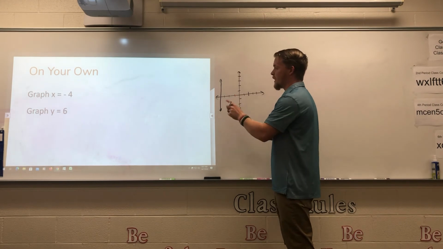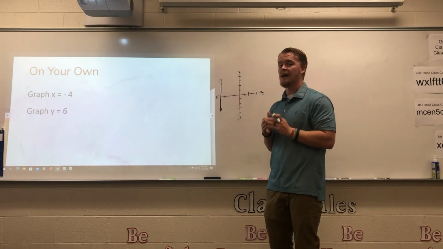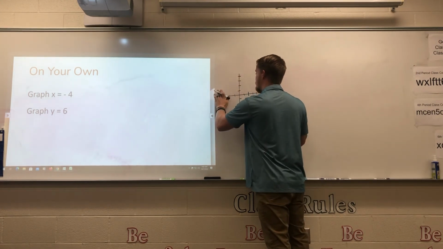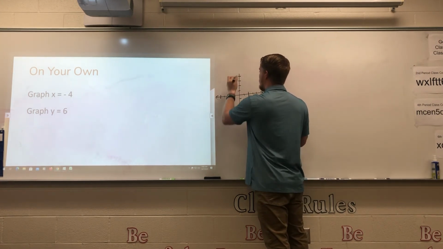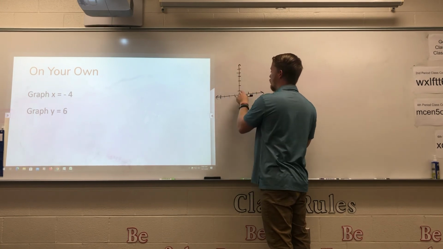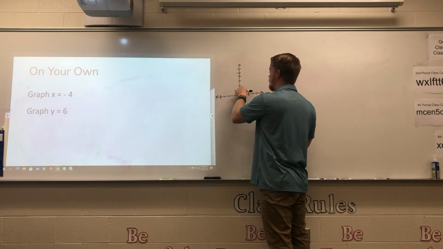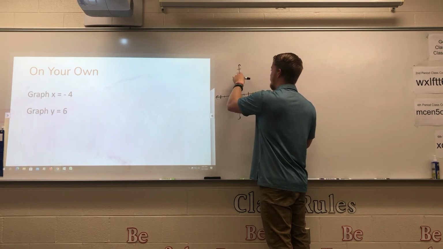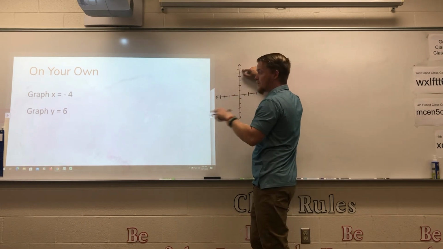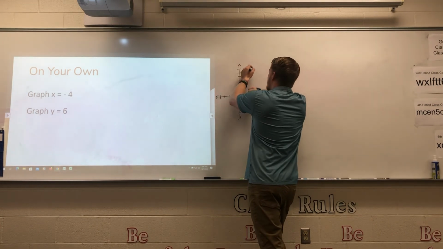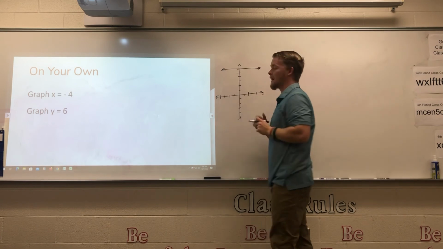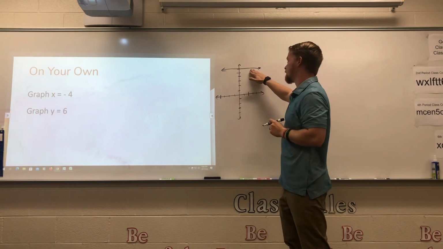And then lastly, we have y equals 6. So again, on the y-axis, I have to go to 6, but I'm going to have to extend my graph here. I'm going to extend it a little bit. So this is the y-axis, 1, 2, 3, 4, 5, 6. On 6, remember, y equals is a horizontal line. So on that number right there, I make a horizontal line, and that is my graph to represent that.